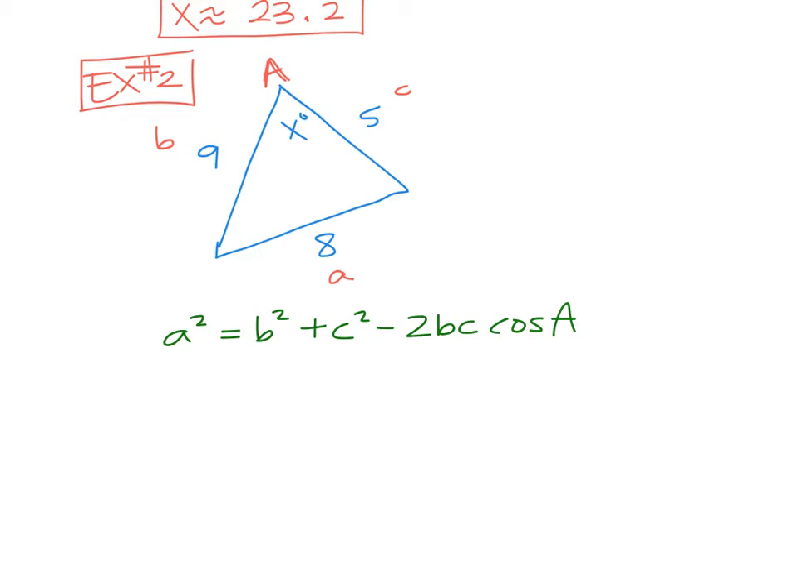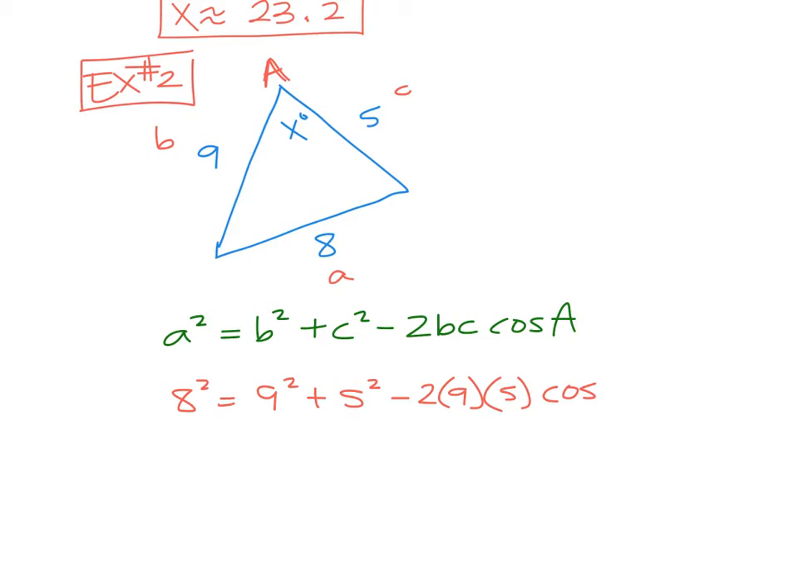A squared, what is A right now? 8. So you're saying 8 squared equals B squared, which is 9, plus C squared, that's 5 squared, minus 2 times 9 times 5 times the cosine of A.